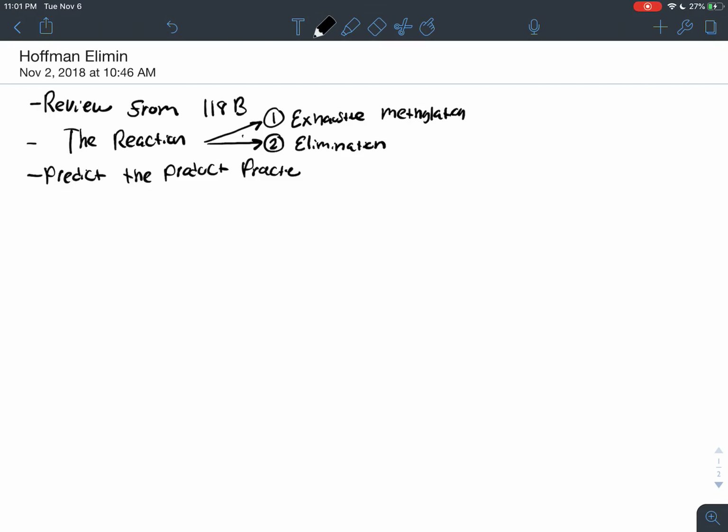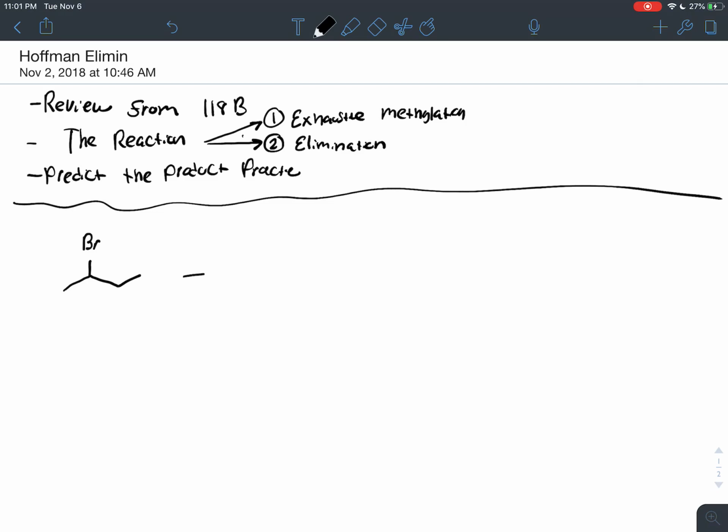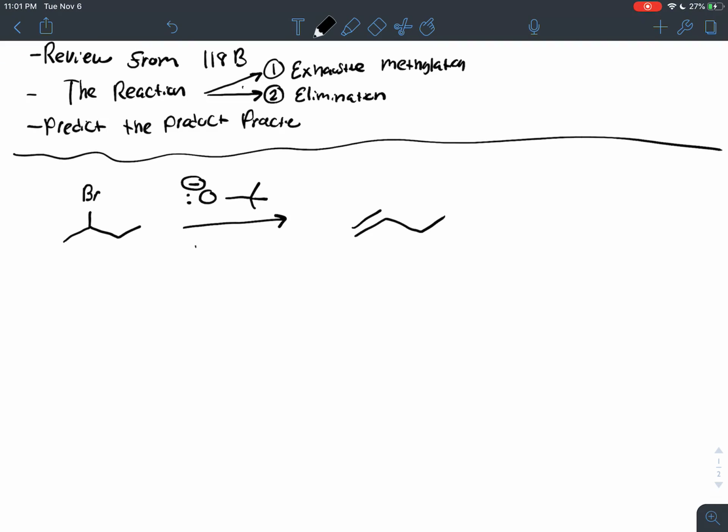So today we're going to be talking about Hofmann elimination. So first let's review some 118B. If you remember from 118B, if you have a really bulky base like LDA or tert-butoxide, you form the less substituted alkene. So you have a bulky base and a small leaving group, which leads to the least stable alkene.